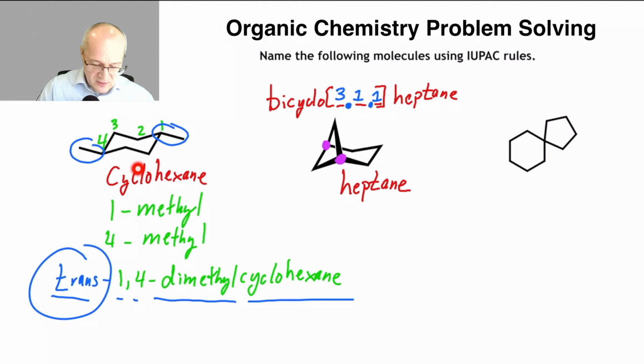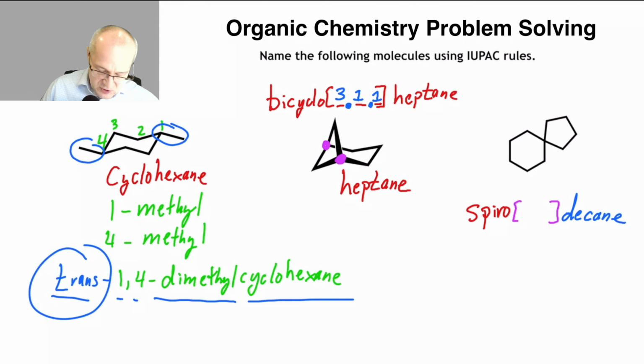So there's monocycles, bicyclos, and now we have what are called spirocycles. So to name this one, it's the same kind of idea as naming a regular bridgehead bicycle, except now you'd say spiro, open square bracket, close square bracket, and then you would say, 1, 2, 3, 4, 5, 6, 7, 8, 9, 10. You would say decane here. It's going to be spiro something decane.